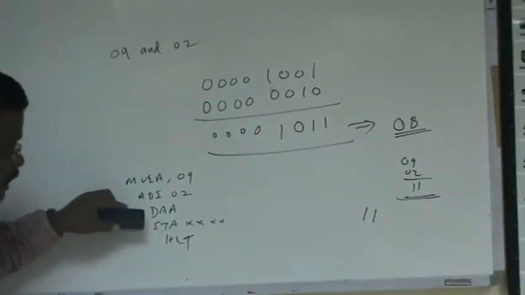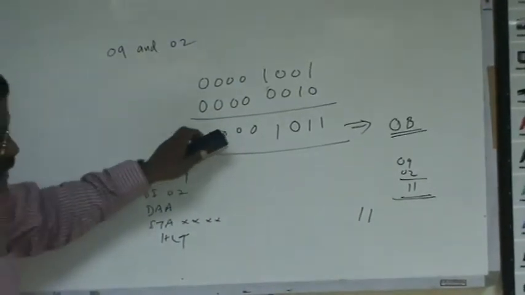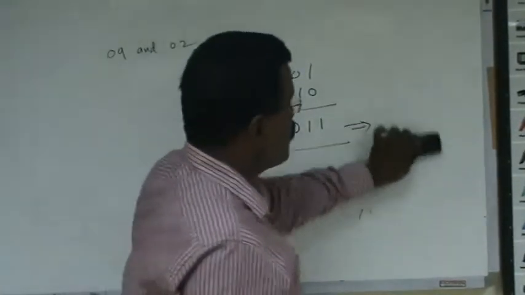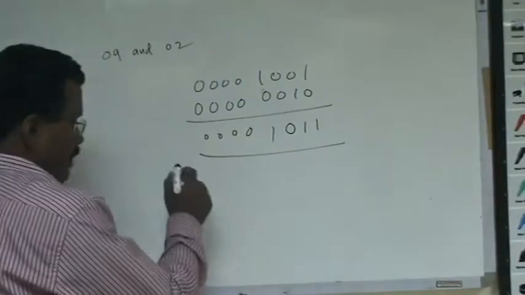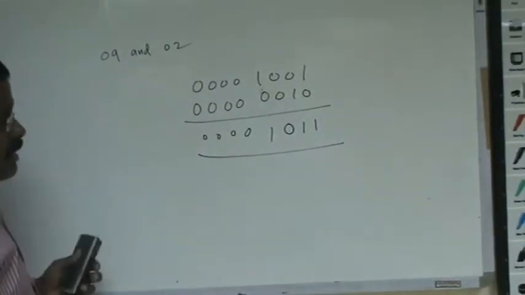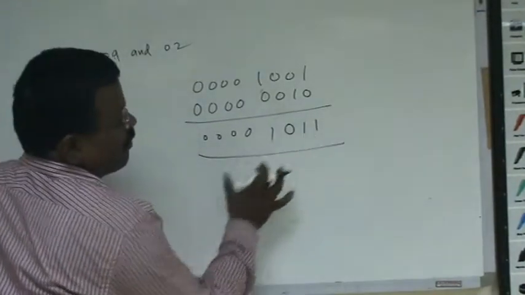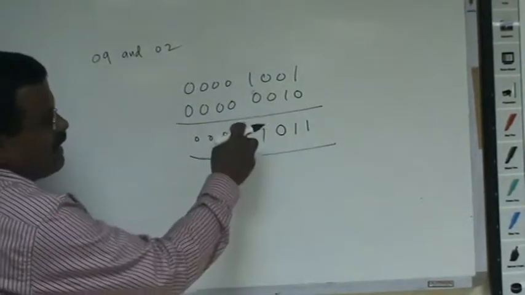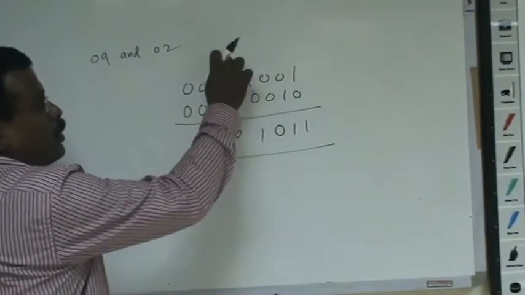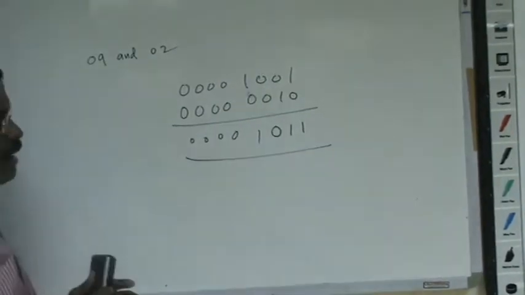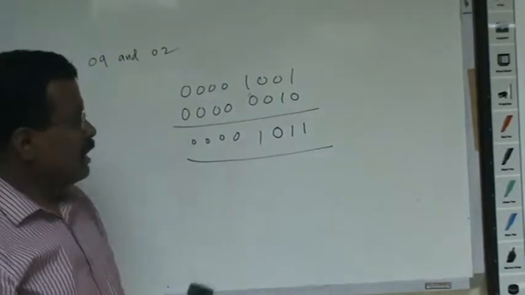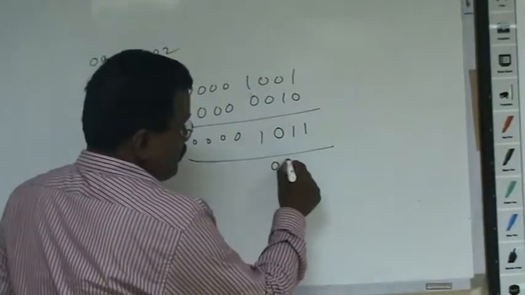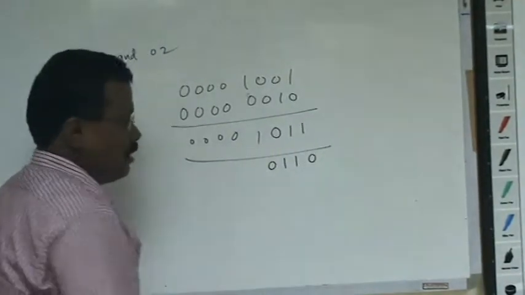So now let us see how DAA is used to convert this 0B into 11. It is based on two rules. Number one: whenever DAA is executed, it will check the lower order nibble value. If the value is more than 9, or if there is any auxiliary carry from the lower order nibble to the higher order nibble, it will add 6 to the lower order nibble. Here the lower order nibble value is more than 9, so 6 will be added to the lower order nibble.